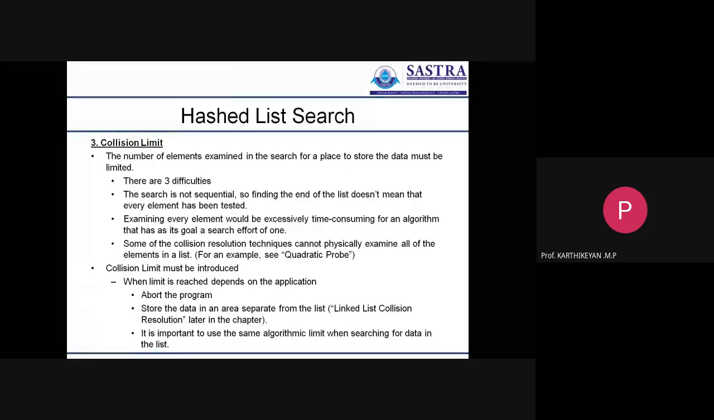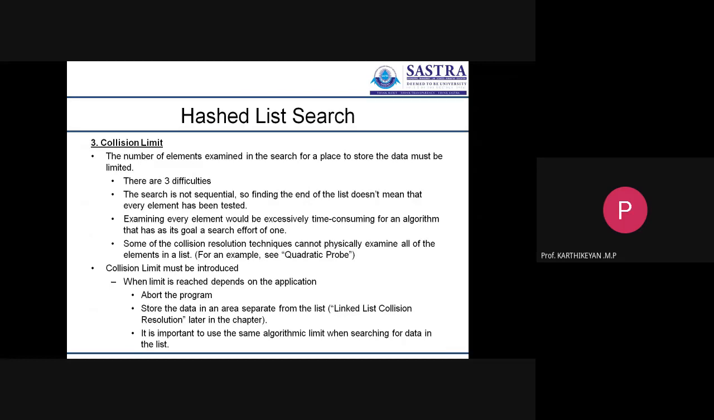It is very important. If there is no limit, it becomes equivalent to binary search or linear search. We need to keep on searching our entire list for where free space is available and store there. So it will reduce the efficiency of the hashed list search. So the collision limit is very important.